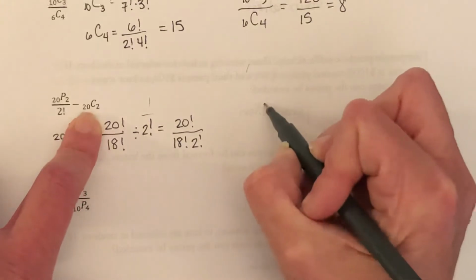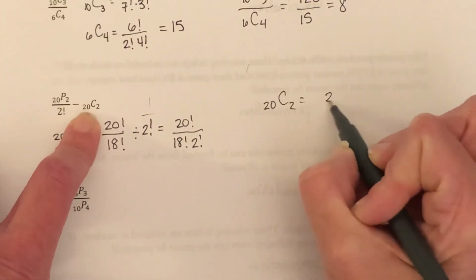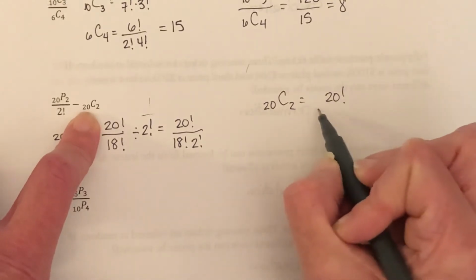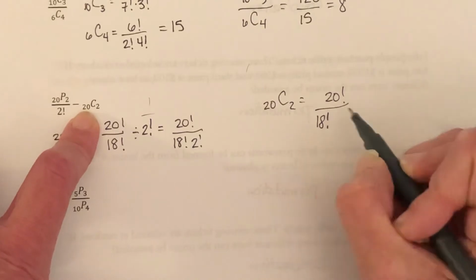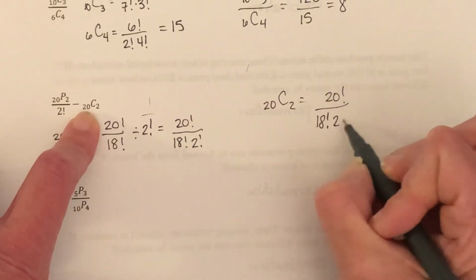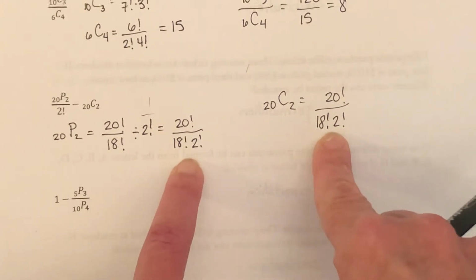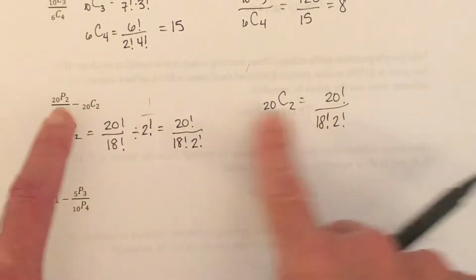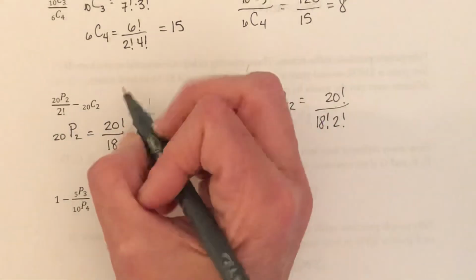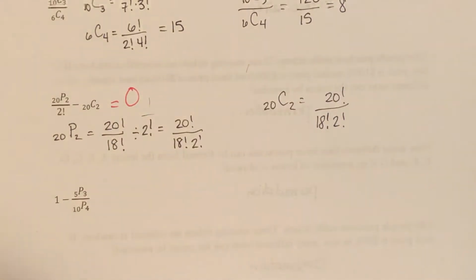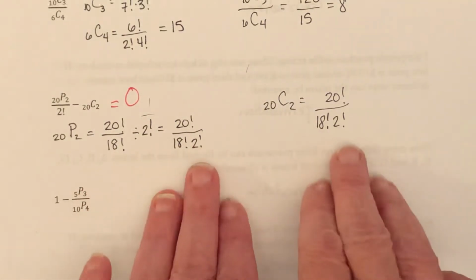Now let's do 20C2. Well, this is 20 factorial over, subtract these to get 18 factorial, and then 2 factorial. These are exactly the same, right? So what happens if I subtract things that are the same? You get 0. Okay, and this just helps you see the relationship between the two.